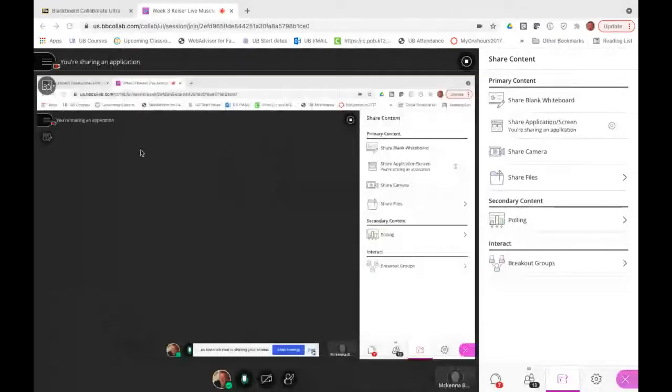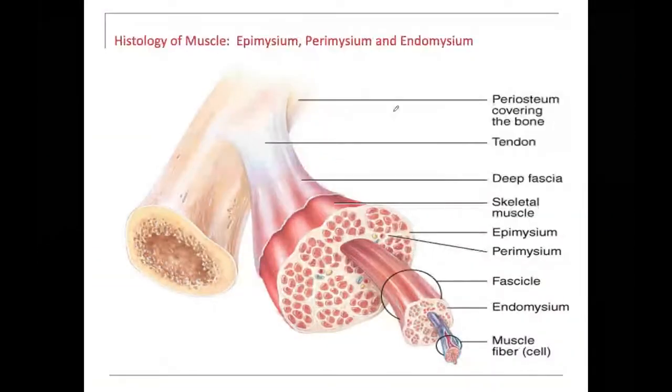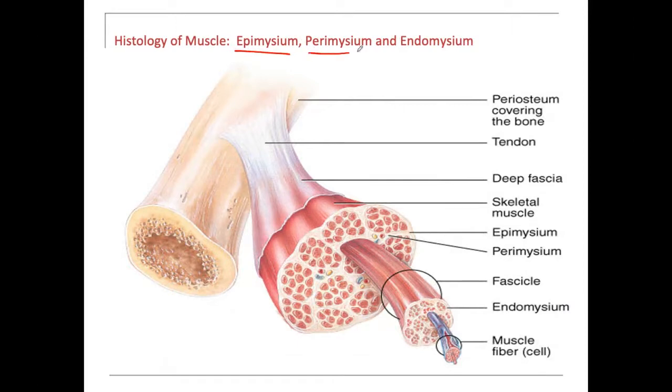We are going to be looking at the microscopic part of a muscle now. And you're going to hear these terms epimysium, perimysium, and endomysium. When you look at it, endo sounds like it's inside, peri will be in the middle, and then epi means above, it'll be all the way on the outside.